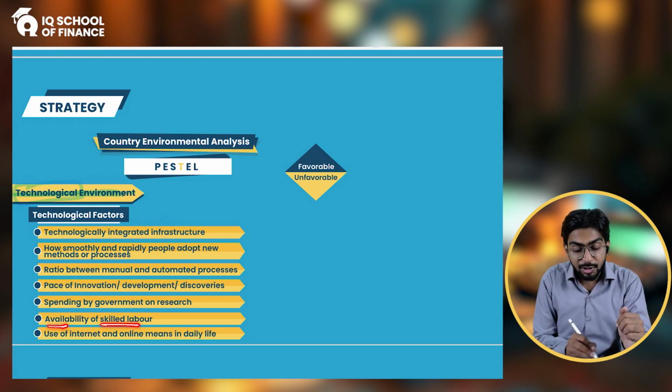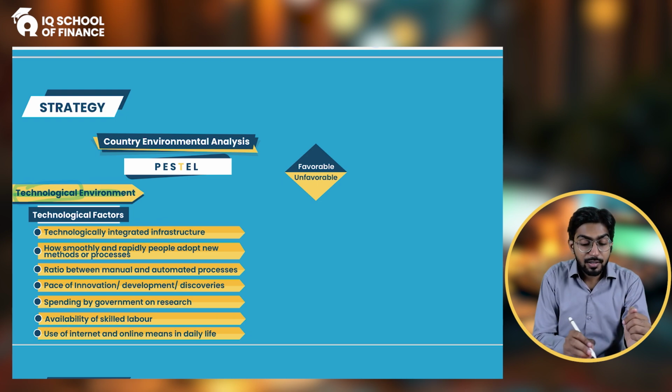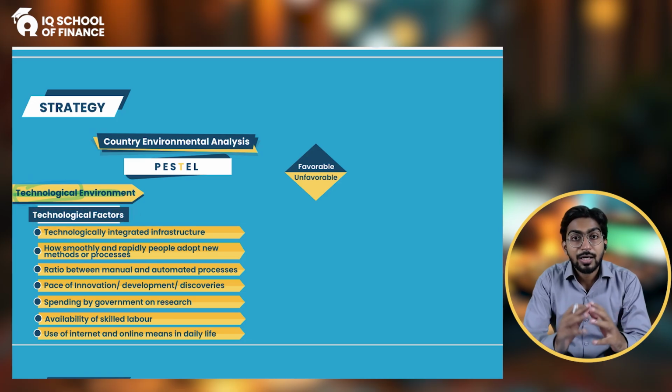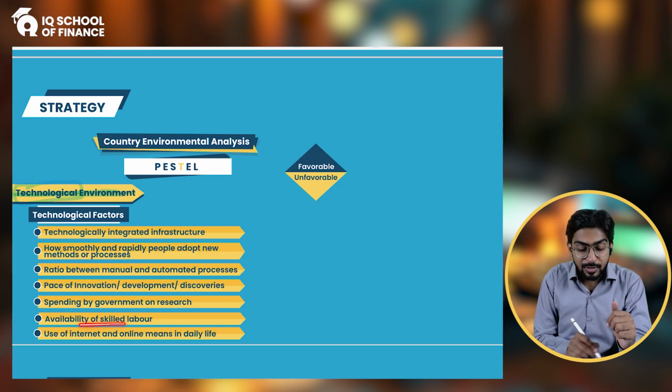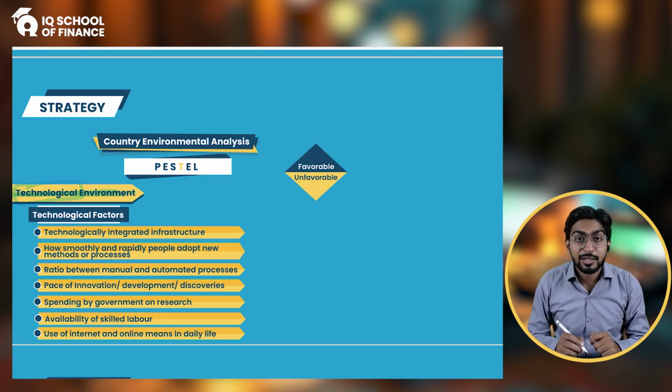Then availability of the skilled labor. Again, if you are looking at the technological factor, you have advanced, top-notch quality technology, but you do not have the labor or the people who can use it. Again, the technology is of no use. That means that the technological factor includes the people as well who are going to use it, right? So the availability of skilled labor is again part of the technological factor.